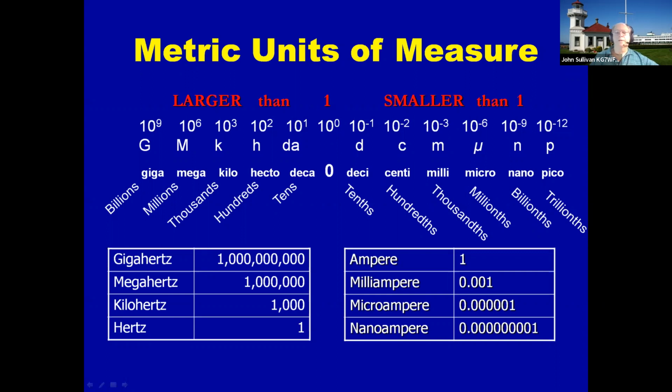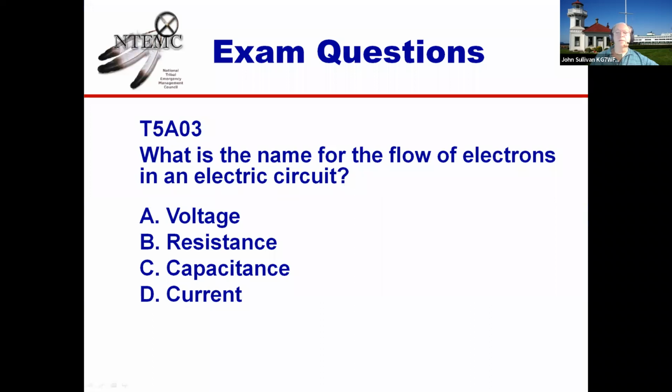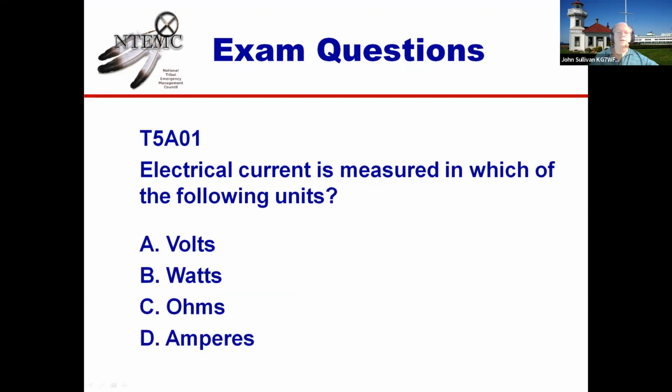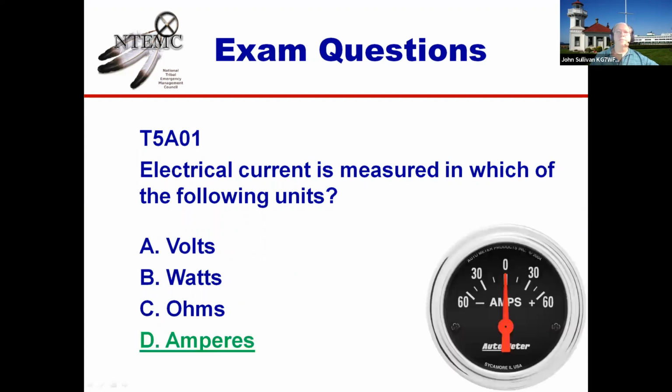Okay, so that's terminology. Let's take a look at the first question we've got here. What is the name for the flow of electrons in a circuit? We talked about current flowing in an electric circuit. So that is current. The flow of electrons is called current. And how do we measure the flow of electrons? Remember, we said that was amperes or amps.